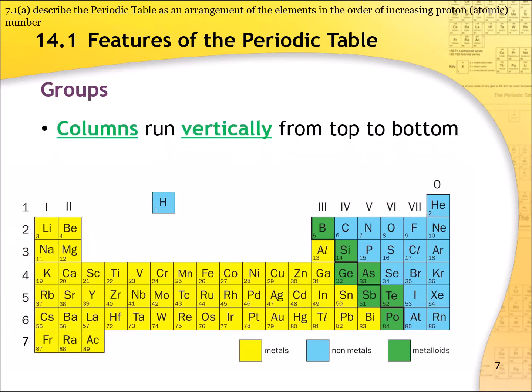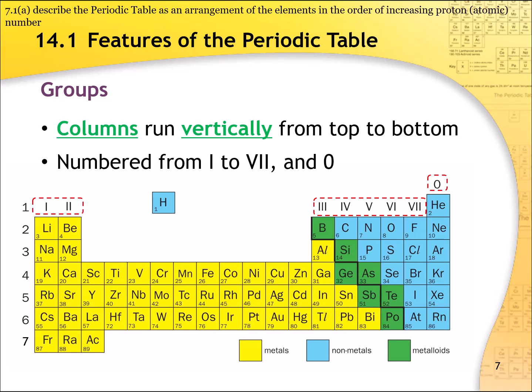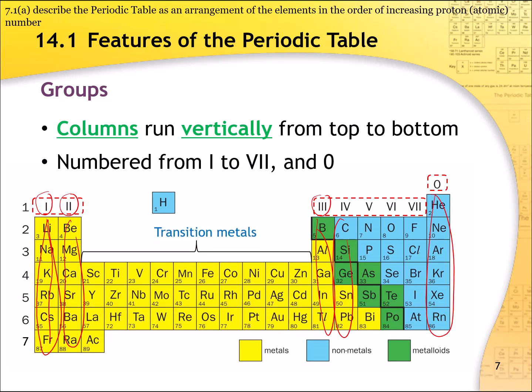Groups. A group runs vertically down from the top to the bottom. They are numbered from 1 to 7 and 0, so there are 8 groups altogether. For example, this is group 1. All these are in group 1. And this is group 2, and this is group 3, and group 4 and so on, until group 0 here. The center block between group 2 and 3 is called the transition metals. Okay, between group 2 and 3, all these are called transition metals.